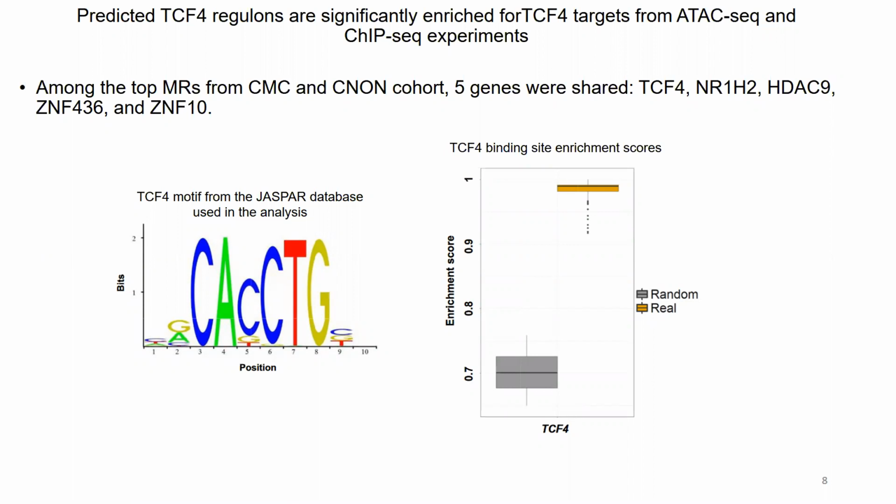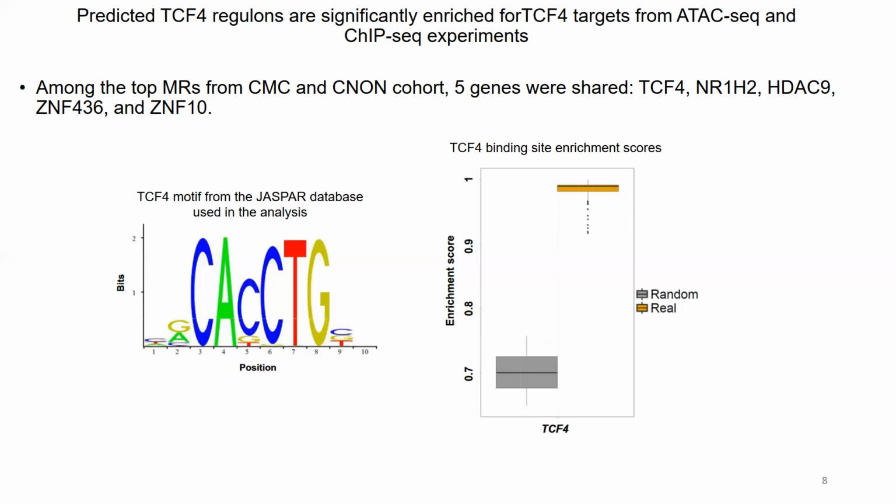These 5 genes I'm showing you here at the top include TCF4, NR1H2, and HDAC9. Given that TCF4 is known to be associated with Pitt-Hopkins syndrome, as well as intellectual disabilities, and that it harbors a GWAS locus in schizophrenia, we picked this gene for additional analysis. We checked whether the promoter regions of the predicted TCF4 targets are enriched for the TCF4 binding motif sequence. For this, we conducted transcription factor binding enrichment analysis.